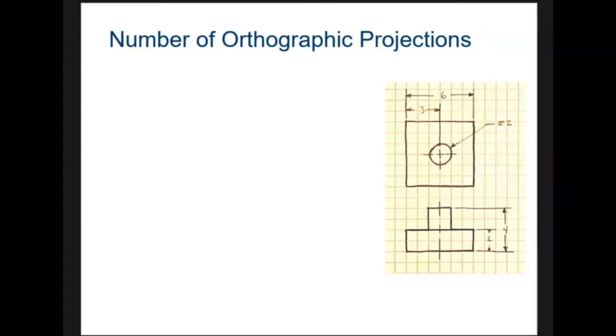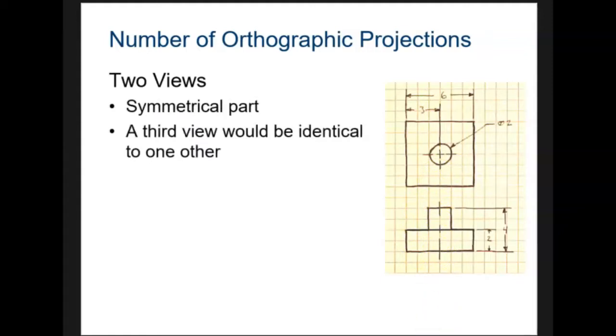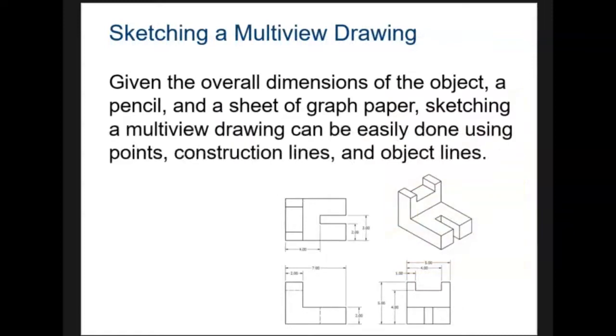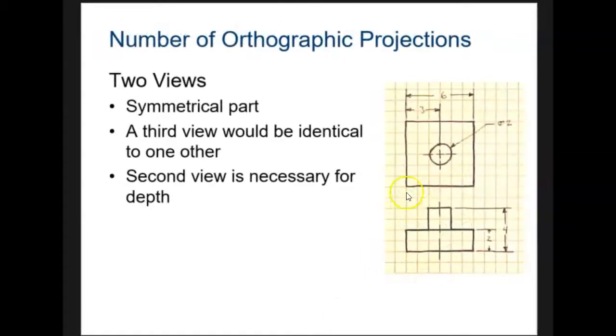So there are a number of orthographic projections. Here we have 2 views. This is a symmetrical part. A third view would be identical to one of the others, so a second view is necessary for the depth. We didn't need a third view in this example here.